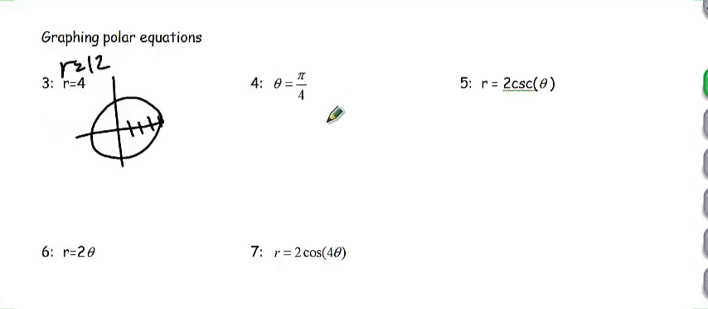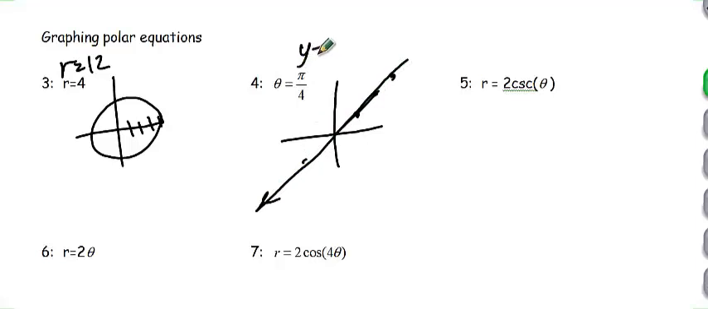Alright. Number 4, it tells us that theta equals pi over 4. So pi over 4 is up here at the 45-degree angle, right? But the radius could be here at like 2, it could be here at 1, it could be here at 12, it could be here at negative 3. Oh. So a line, y equals x. And don't forget, you can always go back and write this in terms of x's and y's. And it might be hard for you to do it first, but if you really wanted to, you can go backwards.